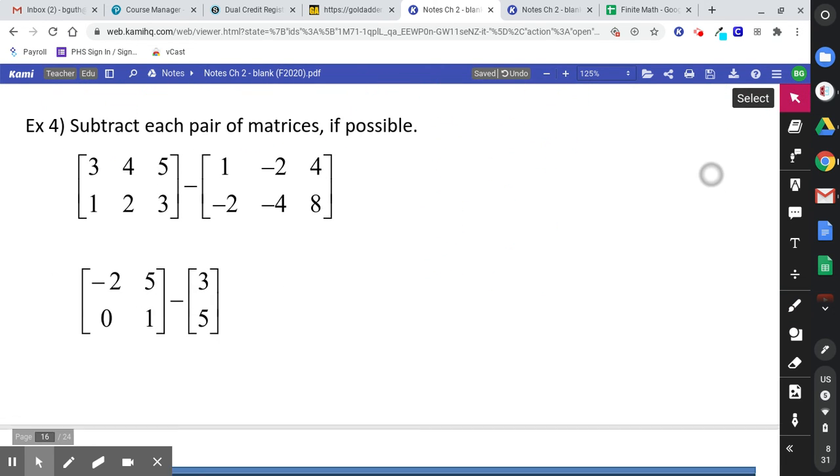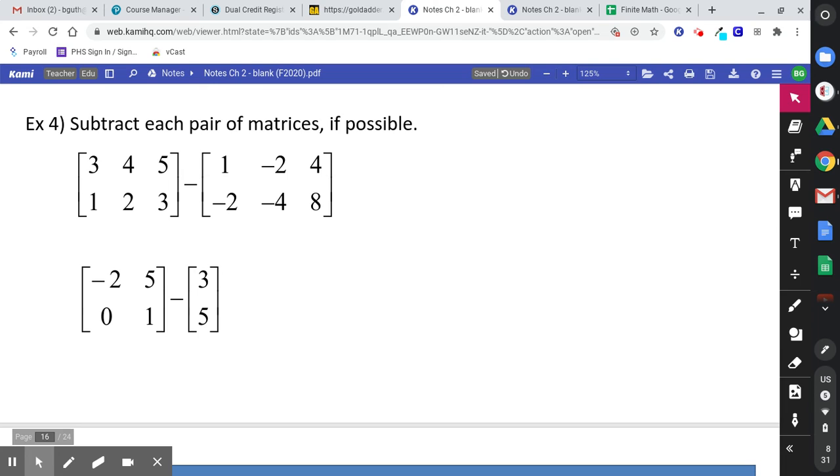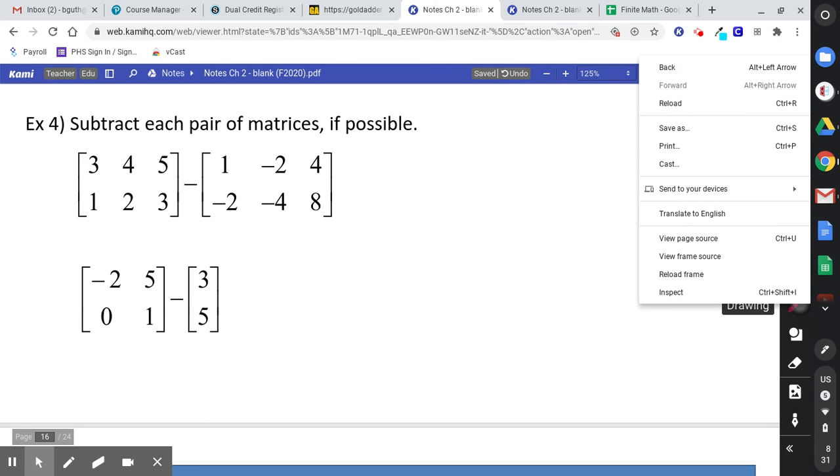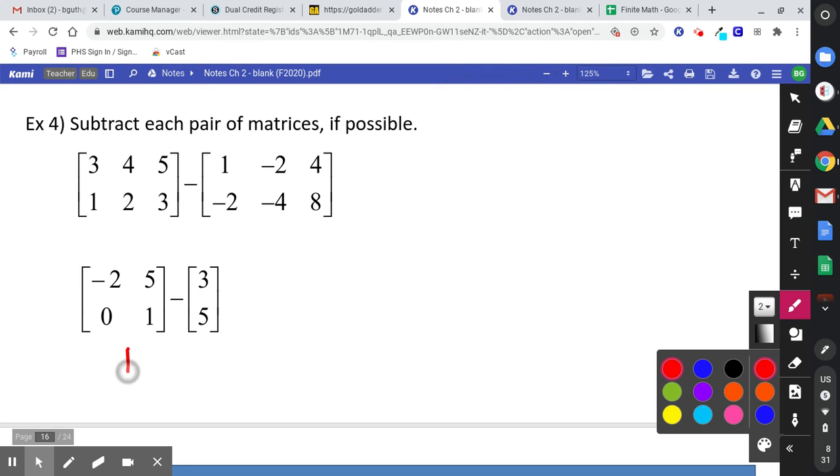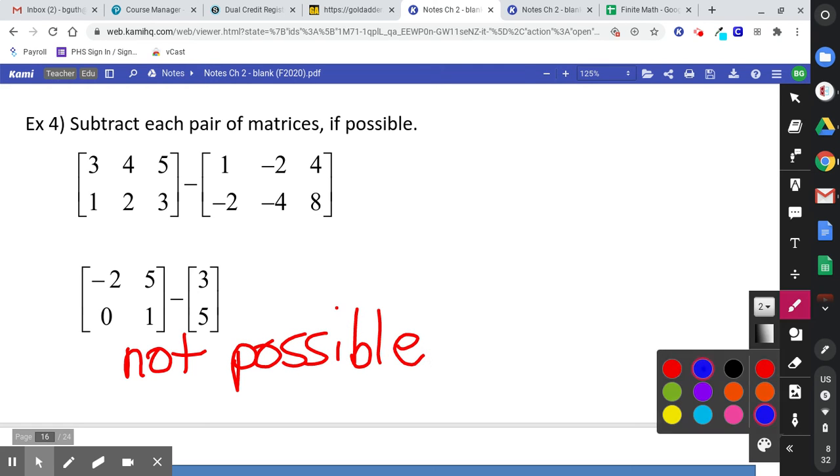I think subtraction is a little bit harder because sometimes we trip over the negatives. One of these 2 examples is not possible. Which one? The bottom one is not possible, right? You see that? The bottom one is not possible because they're not the same size. So the top one must be possible.